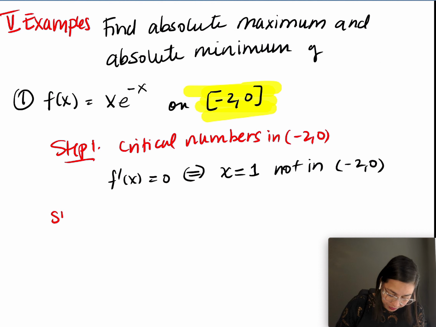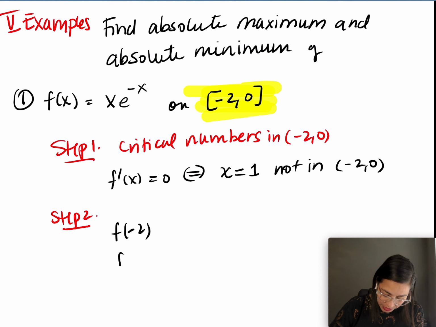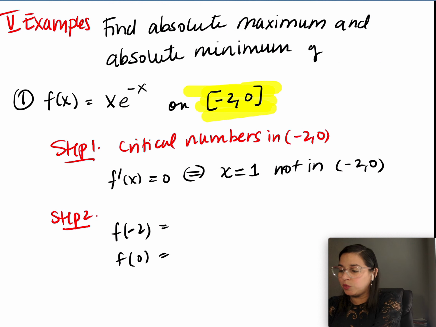Step two, you substitute the critical numbers and the endpoints. So what do we get when we do f of -2? What do we get when we do f of 0? And then the largest will be my absolute maximum, the smallest will be the absolute minimum.